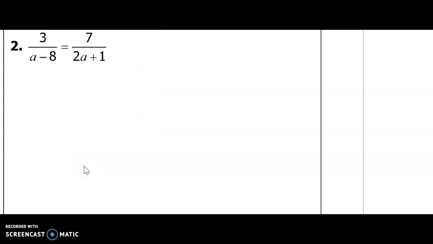This is number 2 on your homework, and when you look at number 2, it has one term equals a one term. So we can really cross multiply it on this particular problem. So I'm going to go ahead and do that.